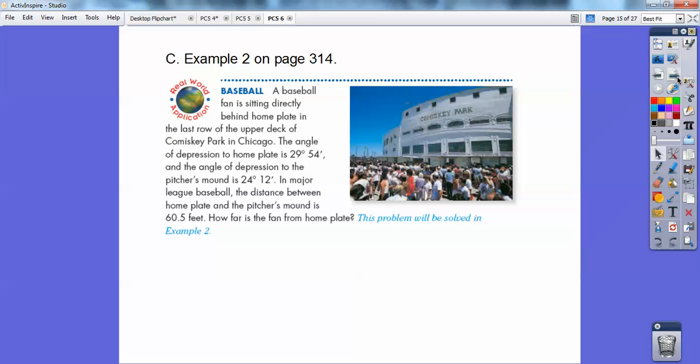So here's an example of a word problem right here. It says a baseball fan is sitting directly behind home plate in the last row of the upper deck at Comiskey Park in Chicago. Is that how you say it? I don't know. The angle of depression to home plate is 29 degrees 54 minutes. I'm going to change 54 to decimal degrees, so 54 divided by 60. And the angle of depression to the pitcher's mound is 24 degrees 12 minutes. Okay, so in a Major League Baseball field, the distance between home plate and the pitcher's mound is 60.5 feet. So how far is the fan from home plate?